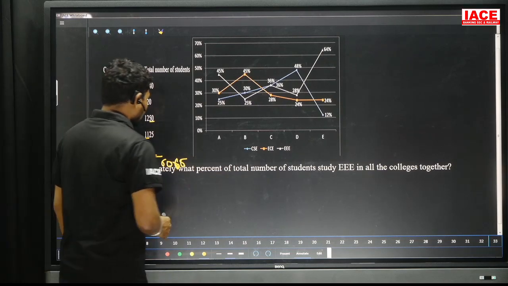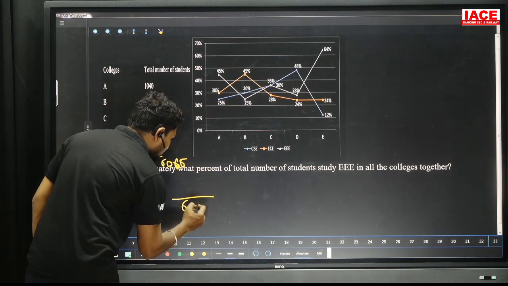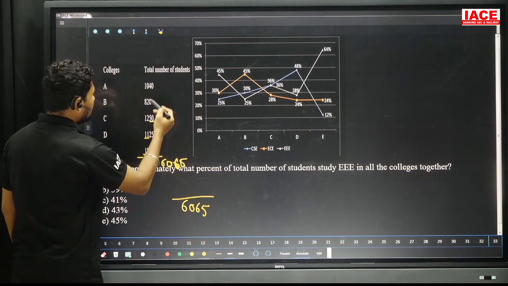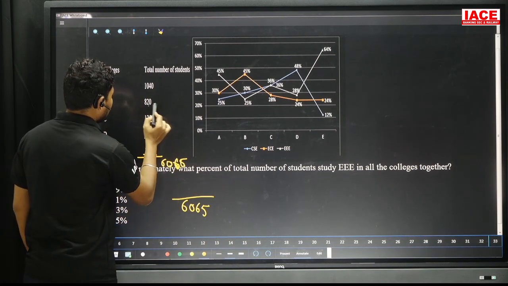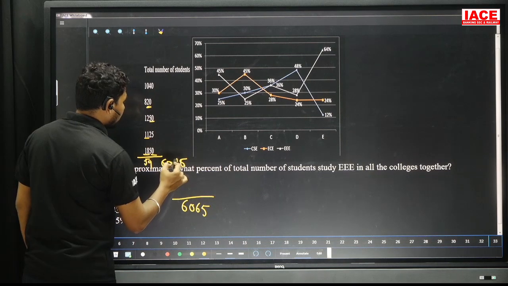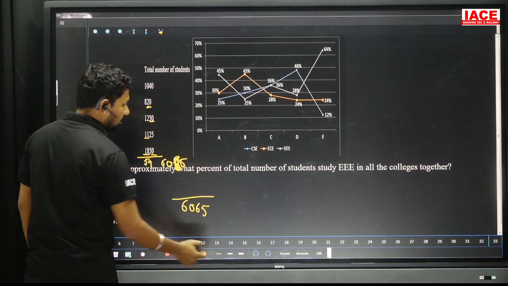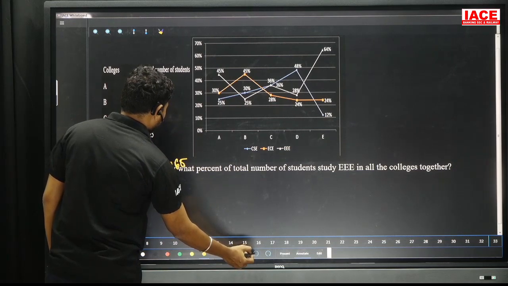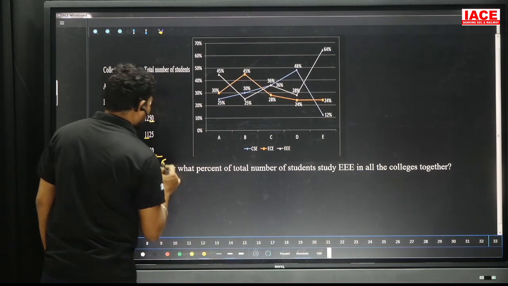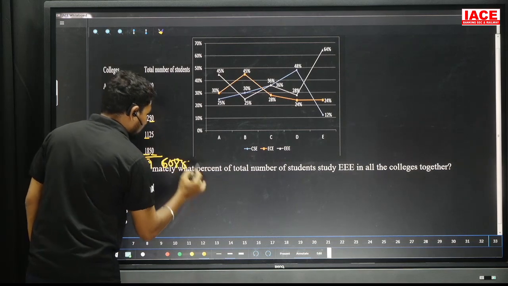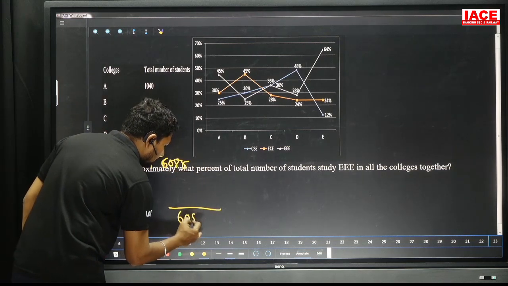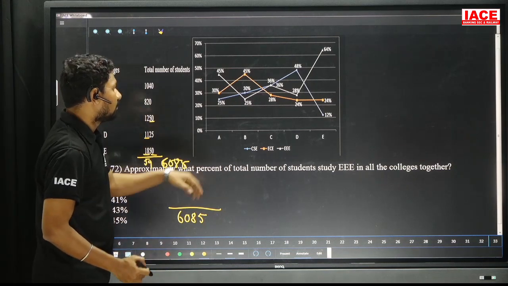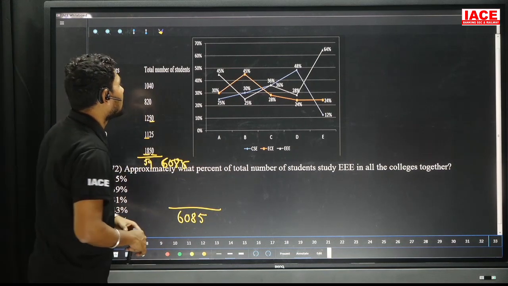Coming to the remaining value, here the total value is 6065. We should remember it. 25 plus 40. So 20 is also there now. It is 6085. Then finally it is 6085. And next we require approximately what percentage of total number of students study triple E in all the colleges together?